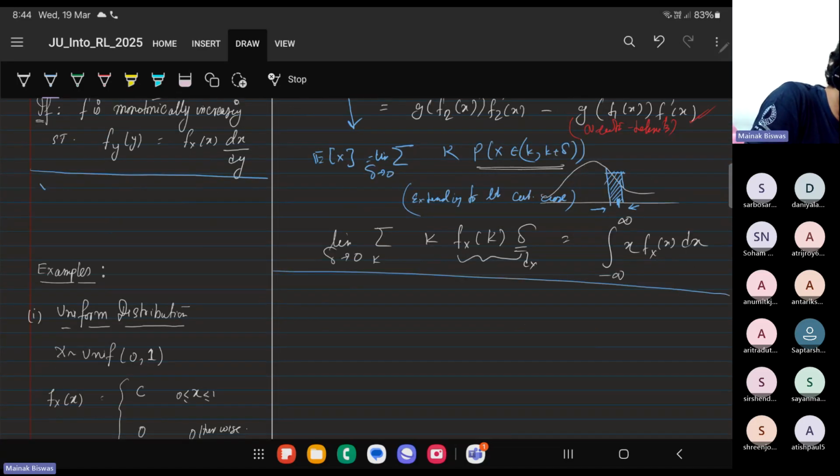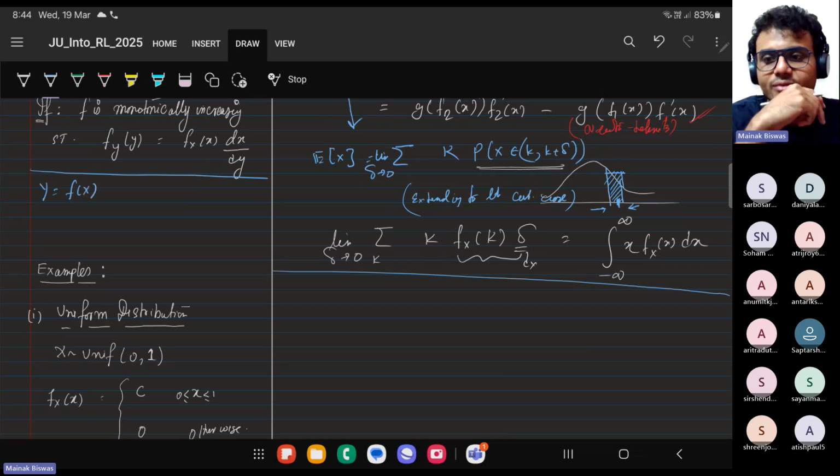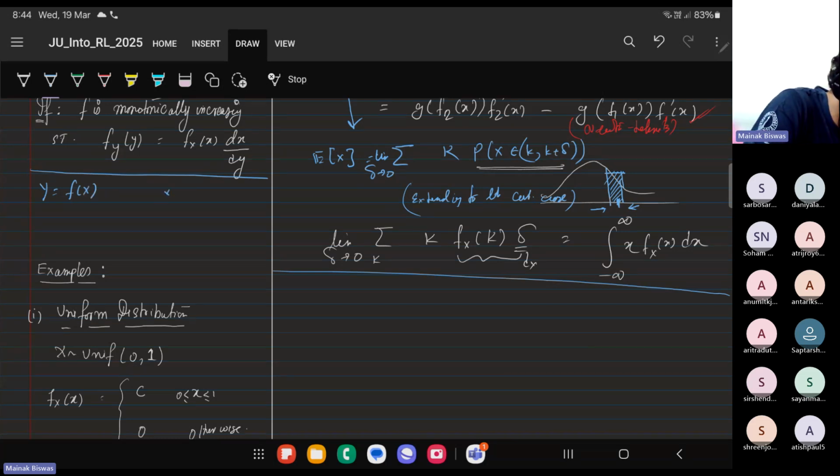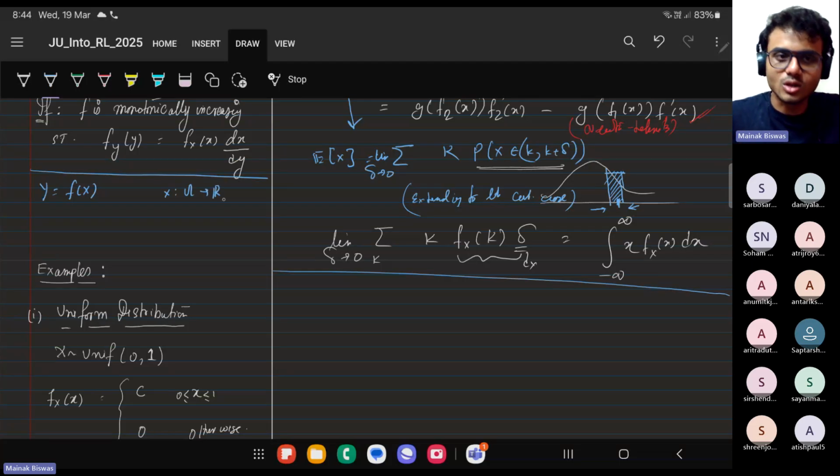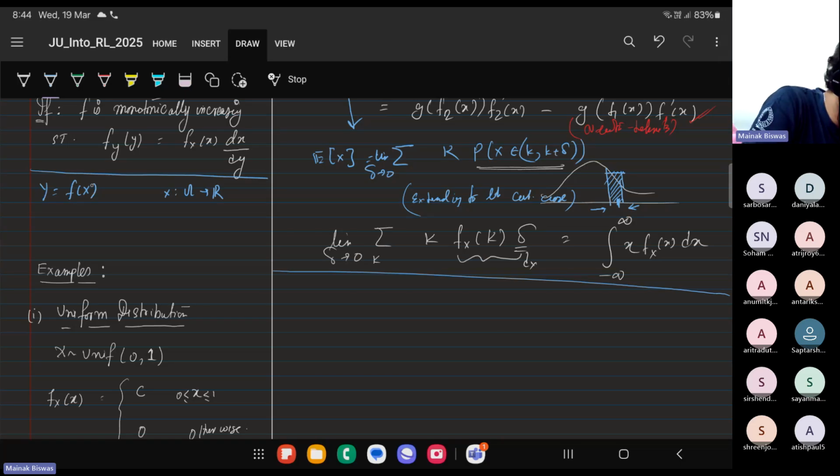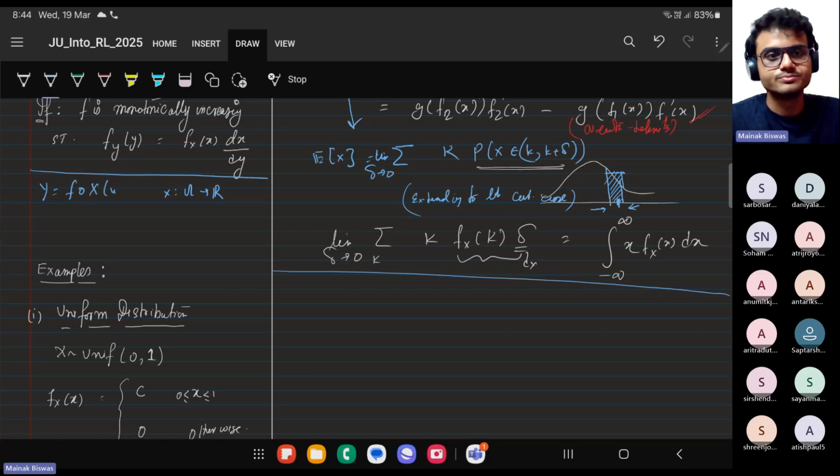Say a random variable y is a function of f of x. Do you agree that x is again a mapping between omega and R? So x is also a function, right? So now y is a composition of this, yes or no? Of both the random variable and the value.